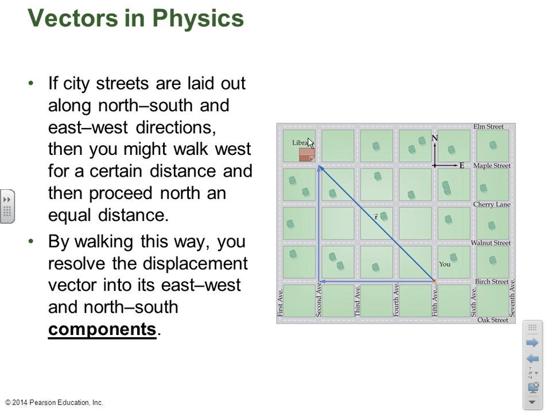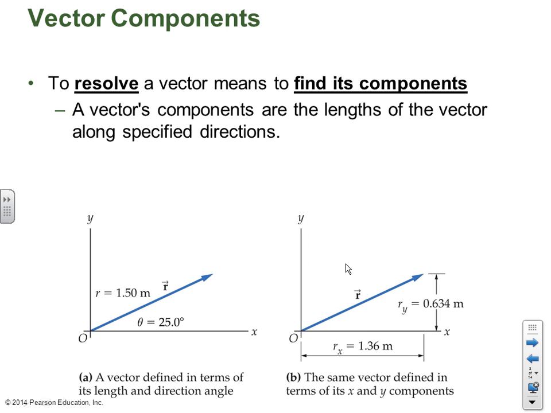That vector that represents the displacement is actually a combination of 2 other vectors. And the combination gets you to where you want to be. We refer to those combination vectors as the components. So, when we resolve a vector, that means that we find its components. The components are the lengths of the vectors along those specified directions. If we talk about our trip to the library in the northwest direction, that trip has a north component and a west component, because the 2 together make the final destination.